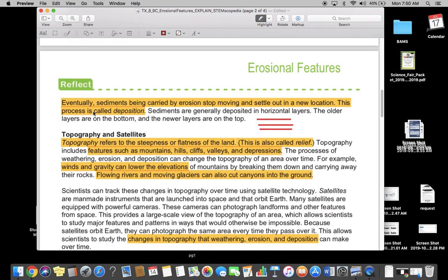Page 2. Eventually, sediments being carried by erosion stop moving and settle out in a new location. This process is called deposition. Sediments are generally deposited in horizontal layers, like you see right here. The older layers are on the bottom and the newer layers on top. Please draw here. So horizontal lines, layers, the older layers are on the bottom, the newer layers will be on top.